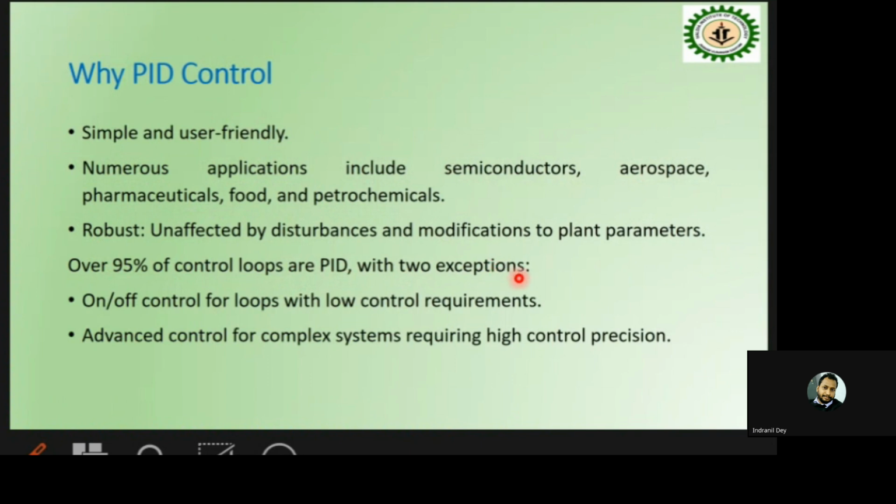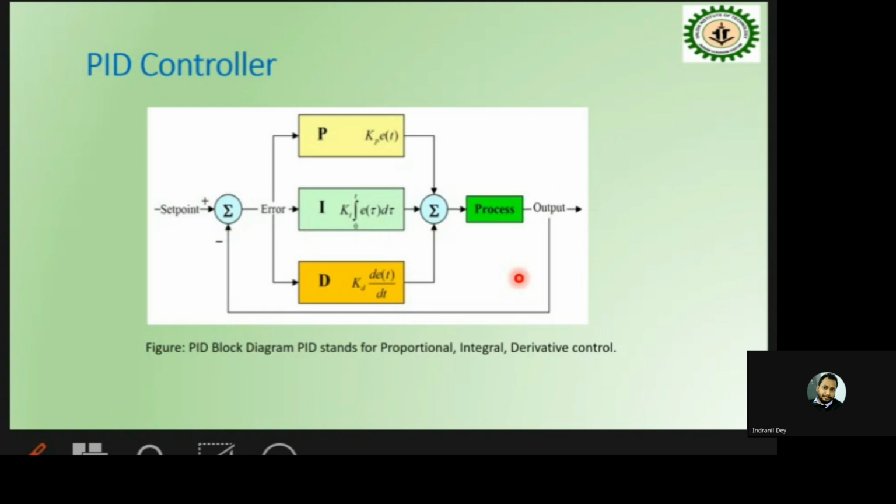Some exceptions exist. One is on-off control. For loops with low control requirements, we usually use a controller like the on-off controller. Old-age thermostats, ACs, and heating elements use on-off control where precision is not that essential. Another option is high precision control action, where we use advanced complex control applications for nonlinear complex systems. Apart from these two, we usually prefer PID control.